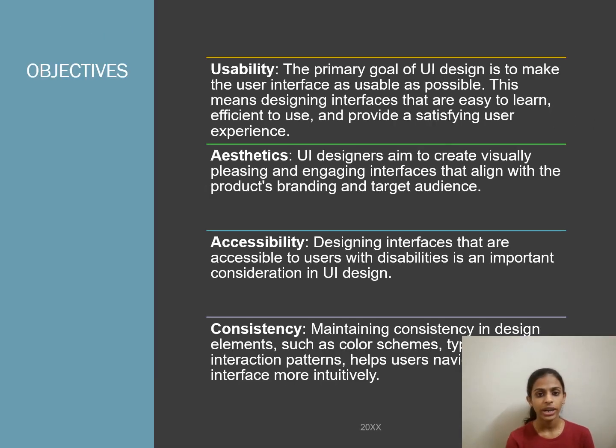So moving to the objectives. We have 4 objectives, that is usability, aesthetics, accessibility, and consistency. Talking about usability, the primary goal of UI design is to make the user interface as usable as possible. This means designing interfaces that are easy to learn, efficient to use, and provide a satisfying user experience. So usability is one of the major objectives when it comes to UI design.